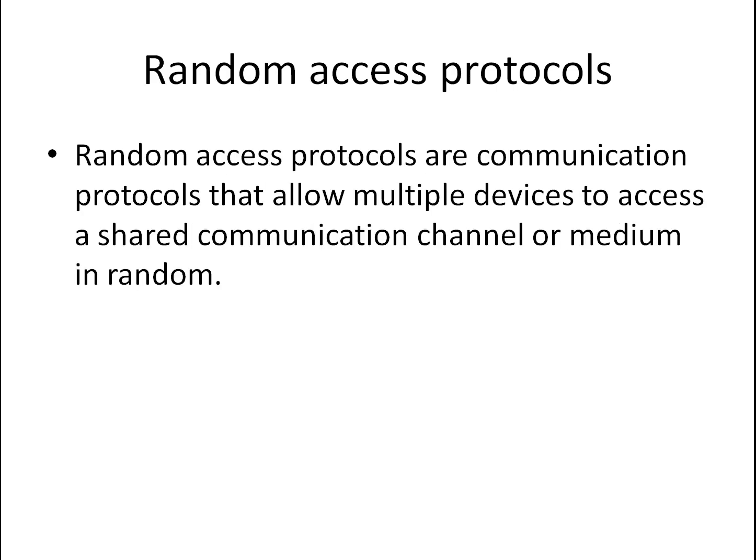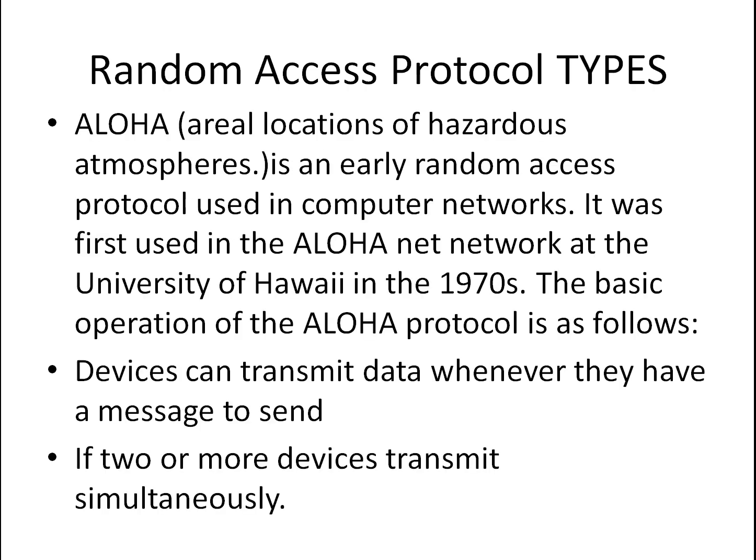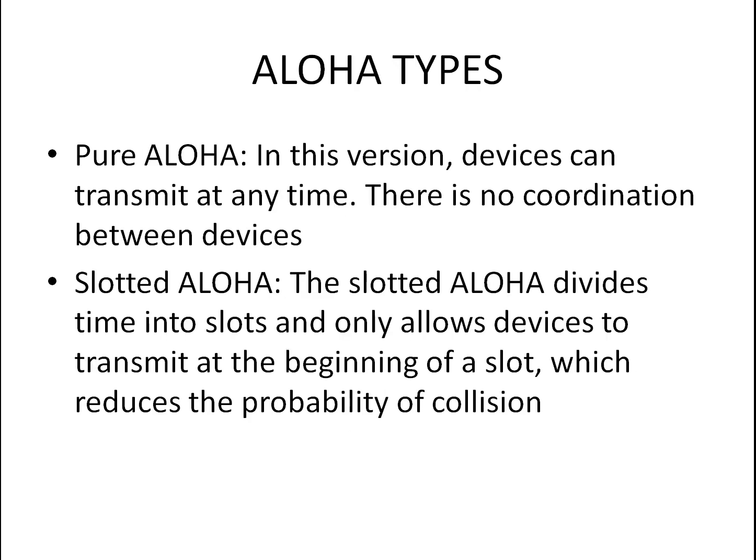So random access protocol is a communication protocol that allows multiple devices to access the shared communication channel or medium randomly. It has types. ALOHA is a random access protocol used in computer networks, first developed in the 1970s. The device can transmit, and two or more devices may transmit simultaneously. Pure ALOHA and slotted ALOHA: in pure ALOHA, the device can transmit at any time, and there is no coordination between the devices. Slotted ALOHA divides time into slots and only allows a device to transmit at the beginning of a slot, which reduces the probability of collision.